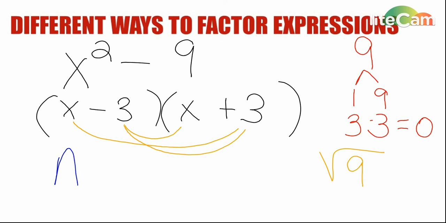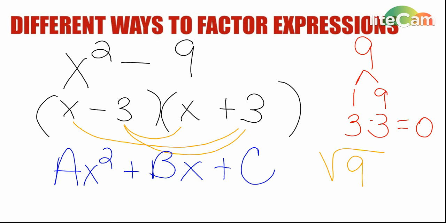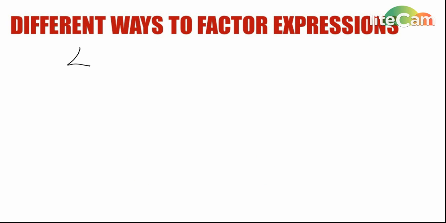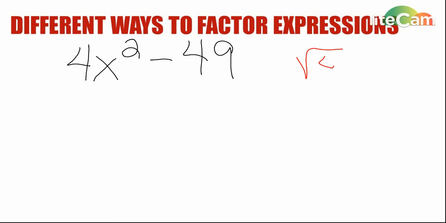Okay? All right, so again, we're looking at ax squared plus bx plus c. Think about all the details here. The bx is the 0 part. If it doesn't look like this, it won't work this way. All right, we're going to do one that's a little bit more difficult.